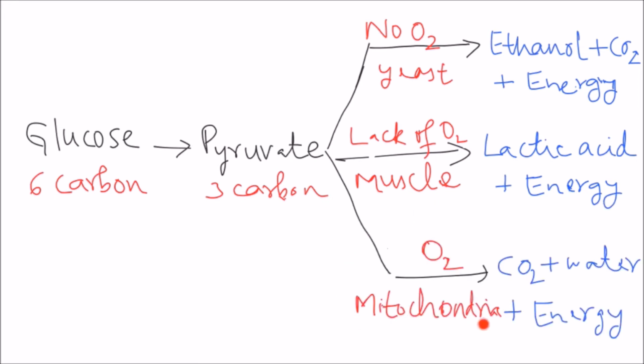The actual aerobic respiration in the human body happens in the presence of oxygen in mitochondria in every cell. Carbon dioxide and water are released and energy is produced and stored in the form of ATP.